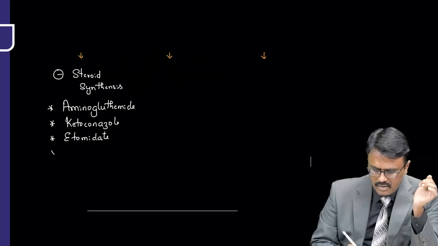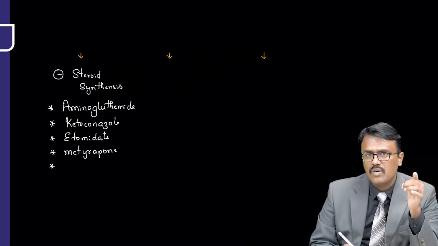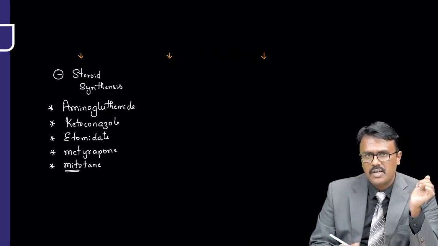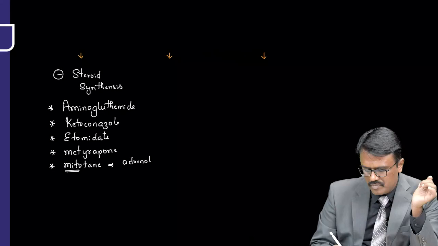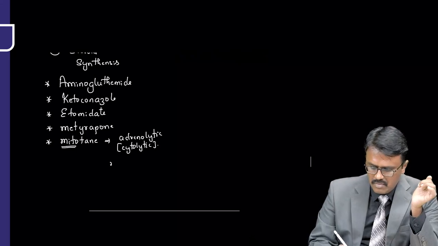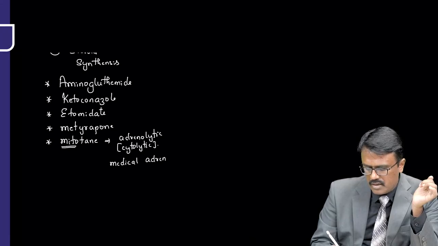And we have something called metyrapone, then something called mitotane. The special feature of mitotane is that it has adrenolytic property. Adrenolytic is also called cytolytic property, so it can cause cell lysis. So it is used in what is called medical adrenalectomy.